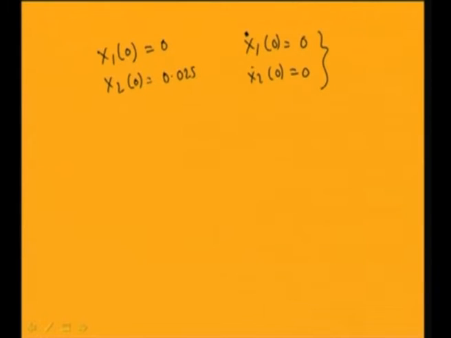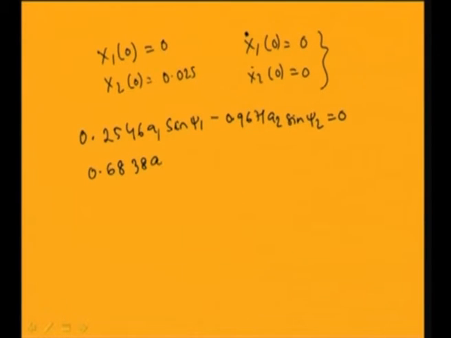So by substituting in the first expression, you can obtain the equations in this form: 0.2546 a1 sin psi 1 minus 0.9671 a2 sin psi 2 equal to 0. The second expression you can obtain in this form: 0.6838 a1 sin psi 1 plus 0.18 a2 sin psi 2 equal to 0.025.